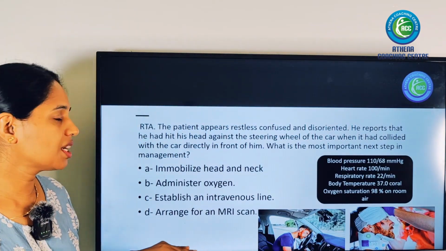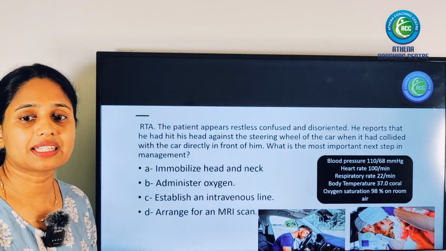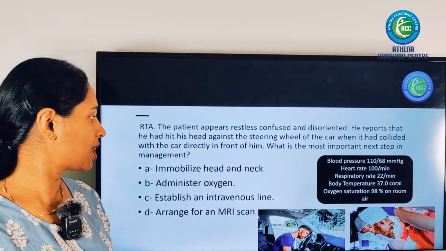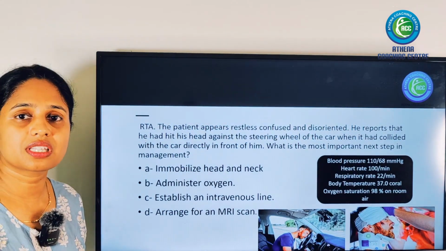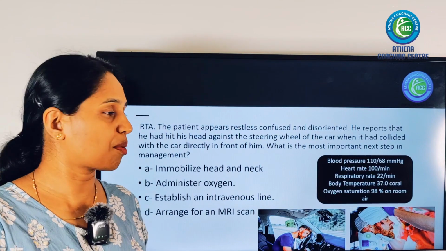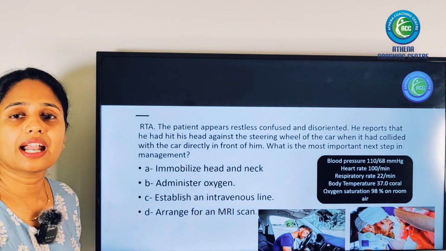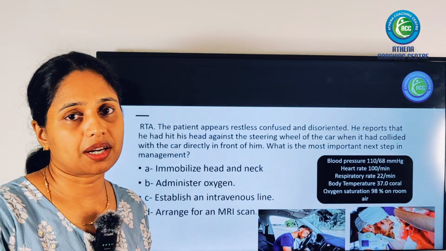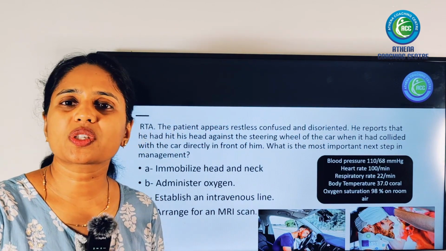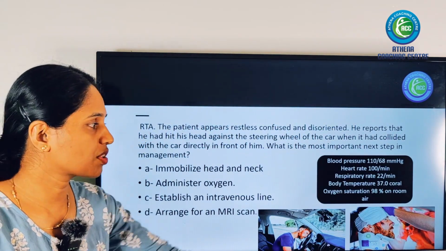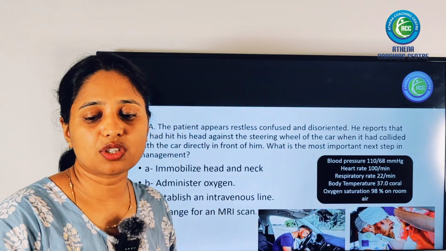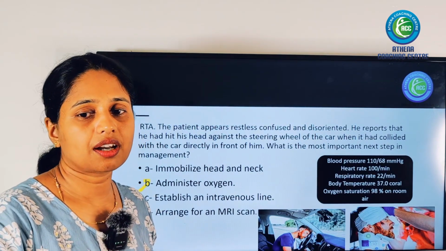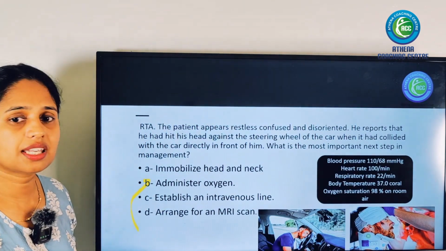So look at the options. The first option is immobilizing the head and neck. Option 2 is oxygen administration. Third is putting in an IV line, or establishing an intravenous line. And the fourth one is arranging for an MRI. Okay, so here oxygen is not really necessary because saturation is within normal limit. So at present oxygen is not necessary.